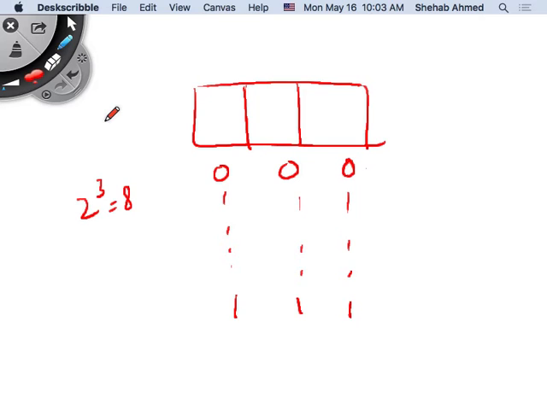The architecture. Architecture refers to how data is stored and processed inside the computer. So let's say we have a rudimentary, very basic computer that is a 3-bit computer.